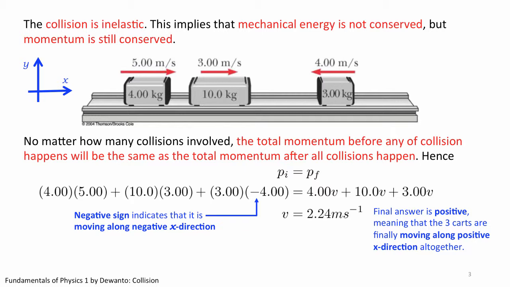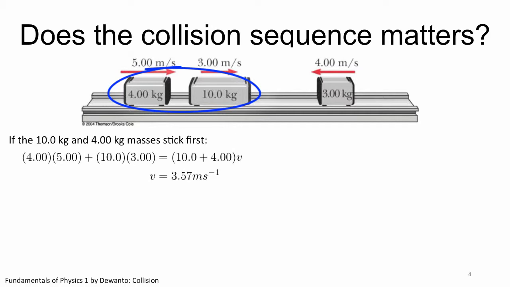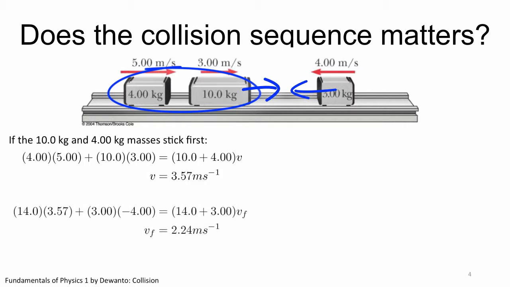Now, does this answer depend on the order of collision? Well, let's see. Let's assume that the 10 kg cart hits the 4 kg cart first. We can compute the final speed of the combined 14 kg cart, given as such. This 14 kg cart finally hits the 3 kg cart moving in the opposite direction, and you end up with the final answer.